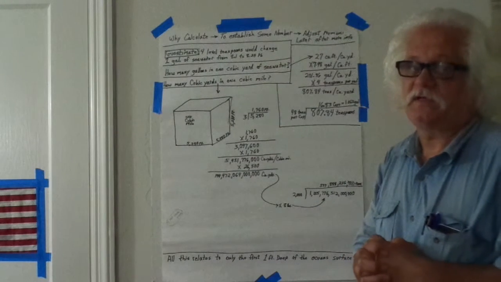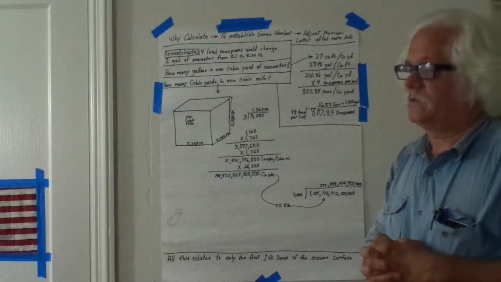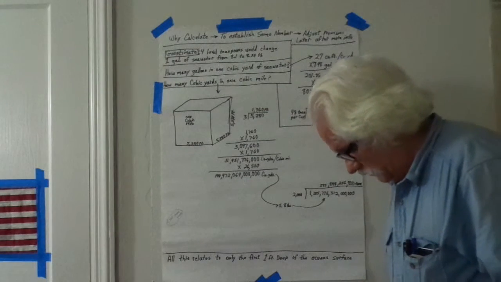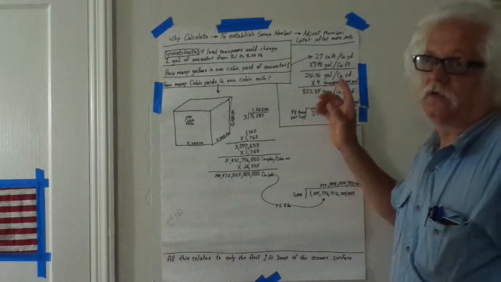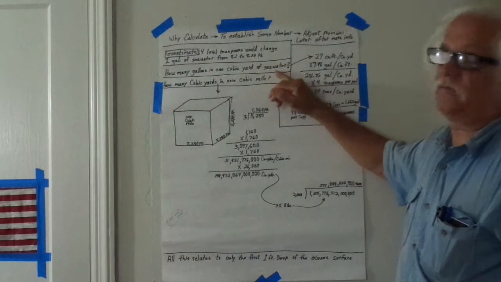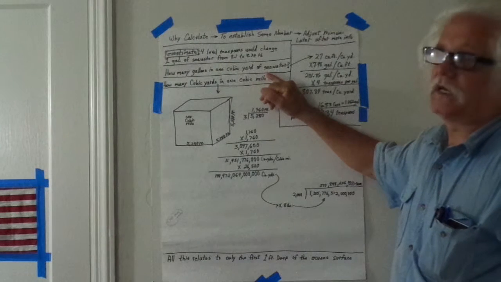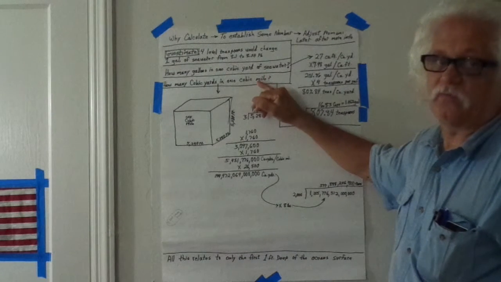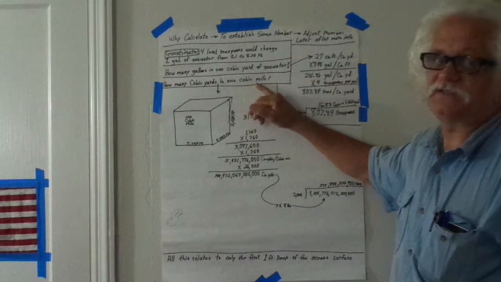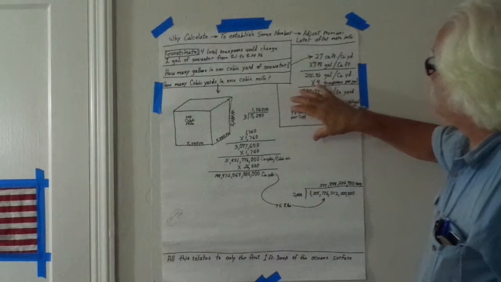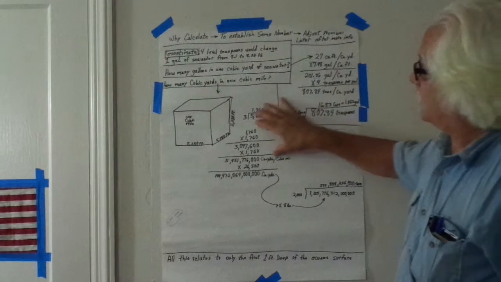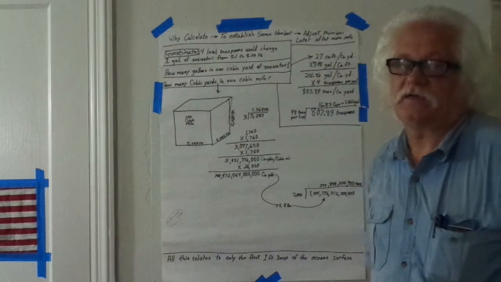So what I'm going to go through right here is some basic calculations having to do with how many teaspoons going into a gallon of water, and then doing the calculations for what it would work out to be for covering the surface of the oceans.